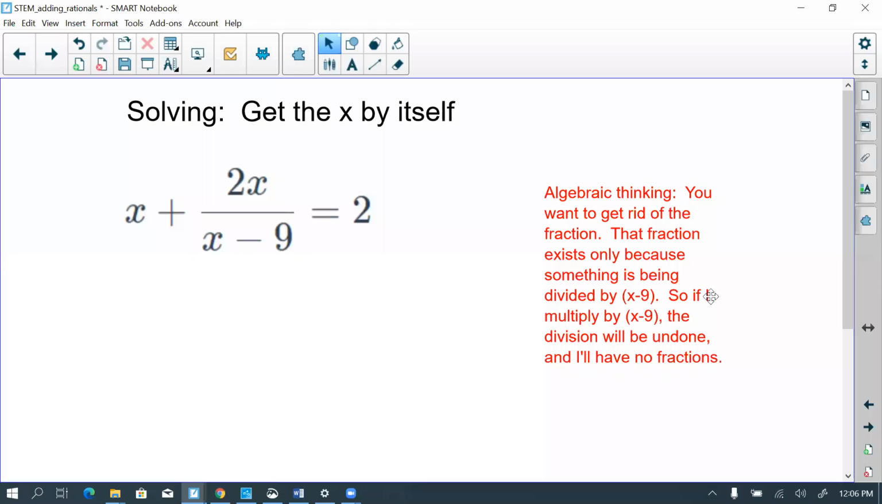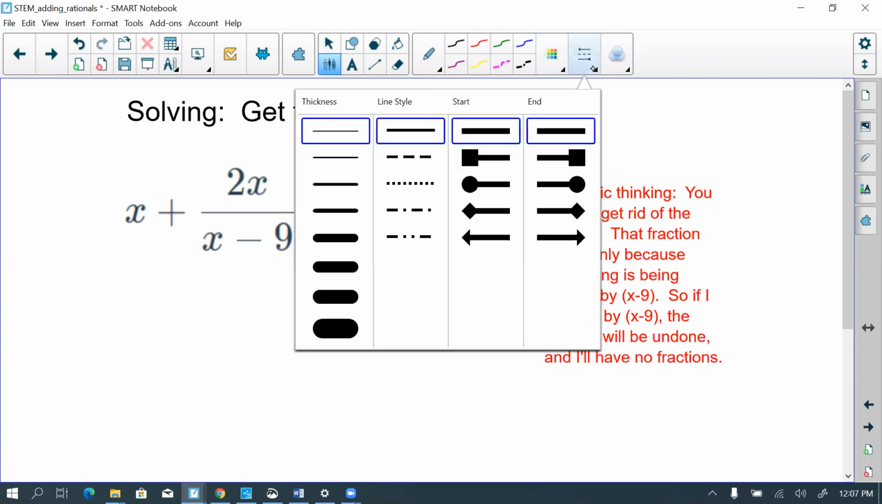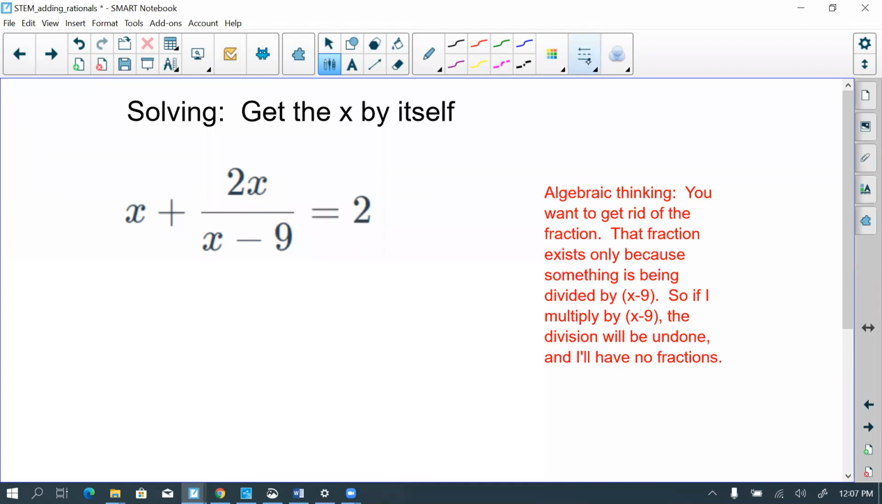Okay, hello everybody. For our last section before the test, which is next Tuesday, the 16th, we are solving. We haven't seen that word in a while. To solve means to get the unknown variable by itself, to figure out what that variable is. Most of the time it's x, but it could be any letter.